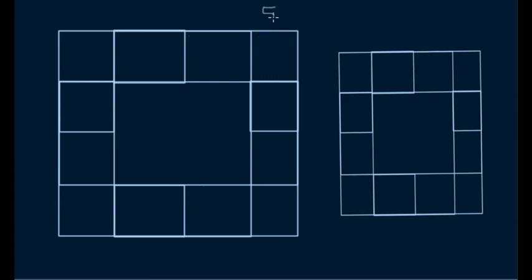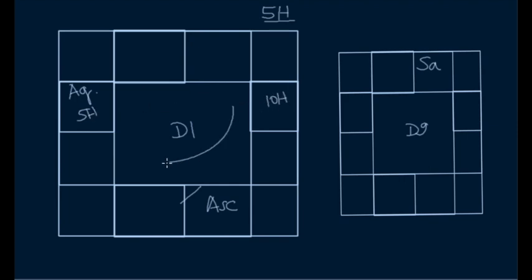Let us take the fifth house. Again, this is a D1 chart. This is a D9 chart. The ascendant is Libra, and the fifth house is Aquarius, and the Lord of Aquarius, Saturn, is again there in Taurus. So when Saturn is transiting over the fifth house, look at the fifth house. It is eighth from the tenth house. It's eighth from the tenth house.